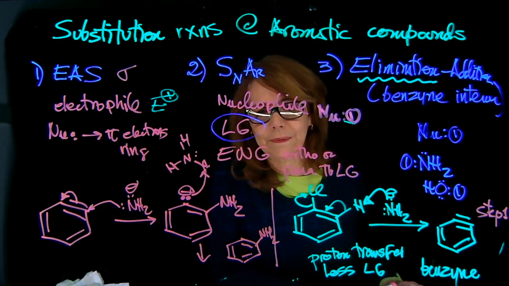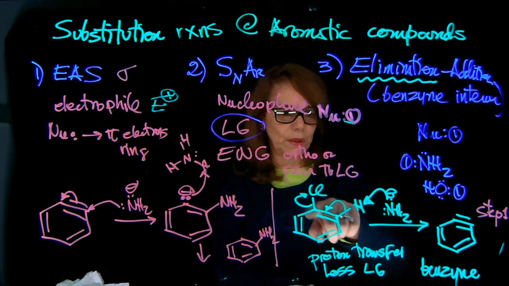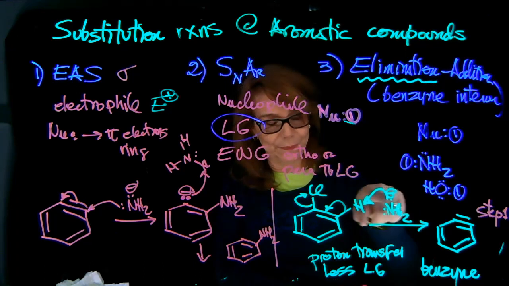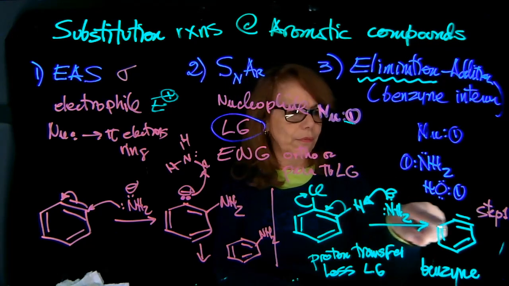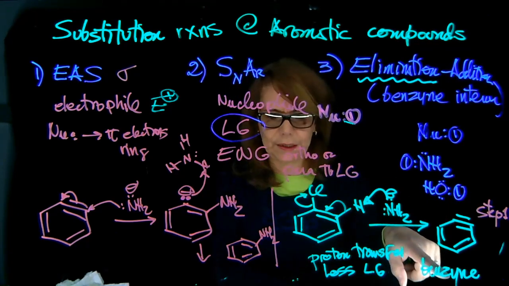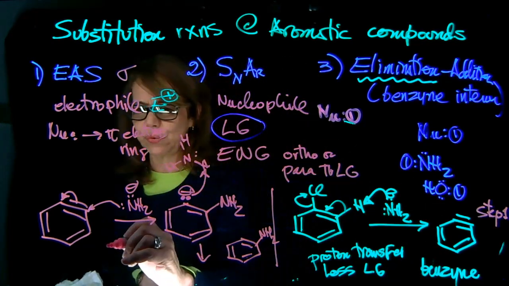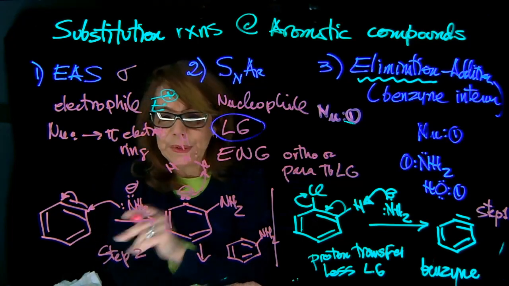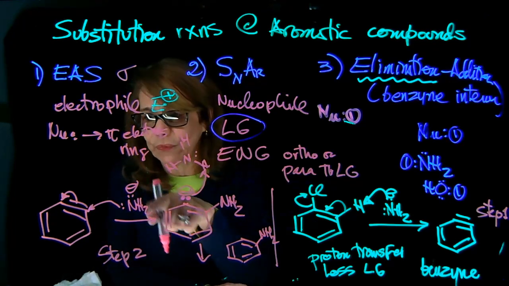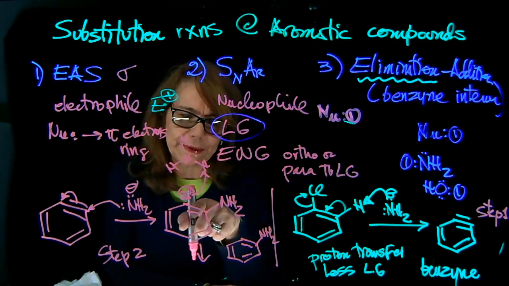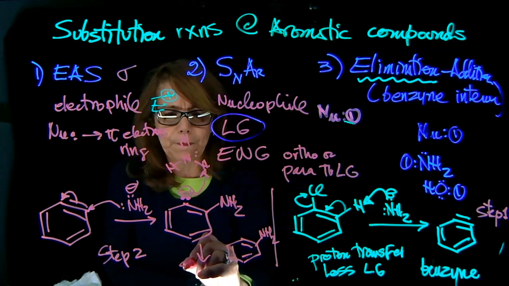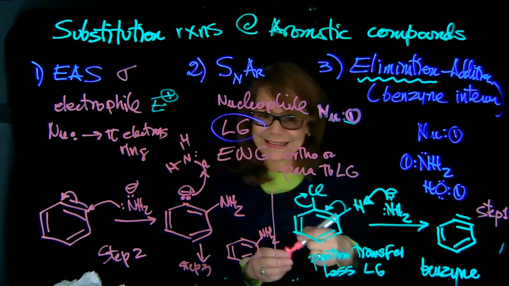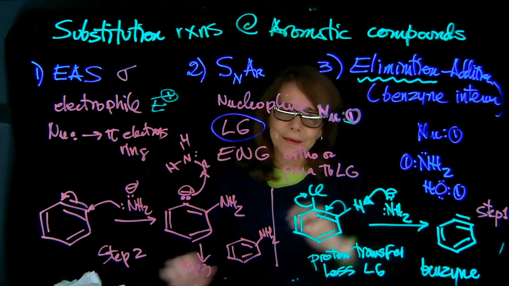First step was the elimination. We have eliminated the hydrogen, so strong base, strong nucleophile. Remove that, you form the benzyne intermediate. And step two, once you have the intermediate, this species acts as a nucleophile, attacking here and forming that intermediate. Step three, you have a proton transfer to give the final product. So these are the mechanisms.